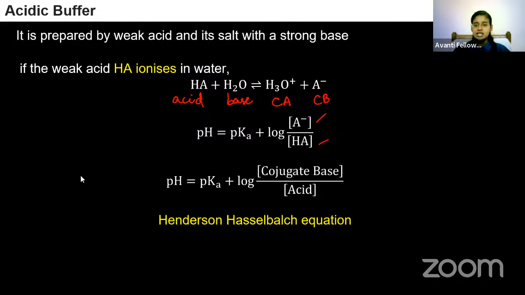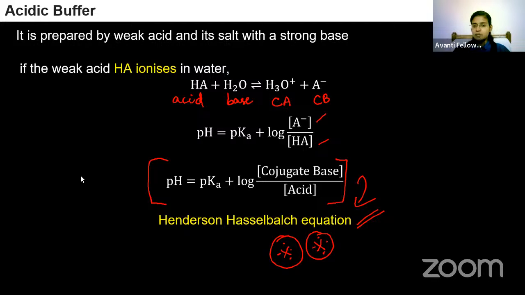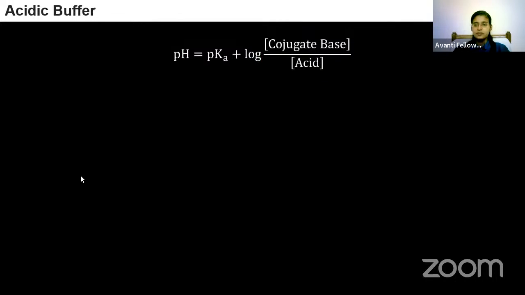And as you can see, this is called the Henderson-Hasselbalch equation, which is very, very important. For an acidic buffer, pH has to be calculated using this formula, and this formula is called the Henderson-Hasselbalch equation. Let me take this equation and talk about it.